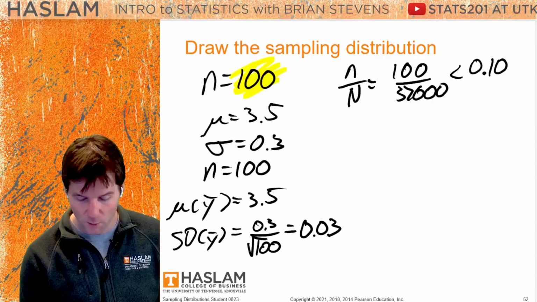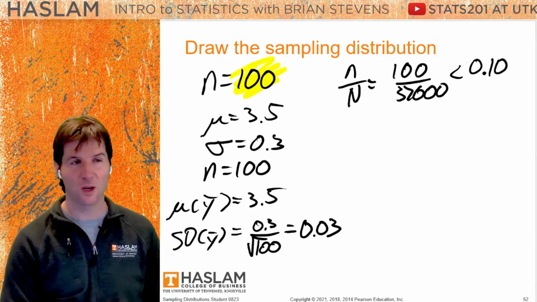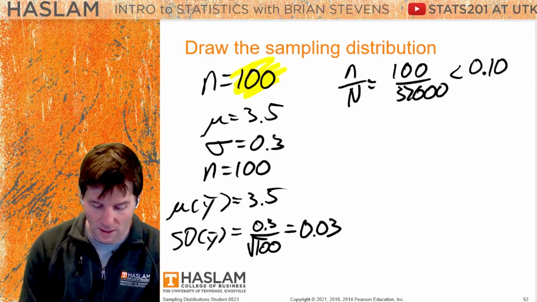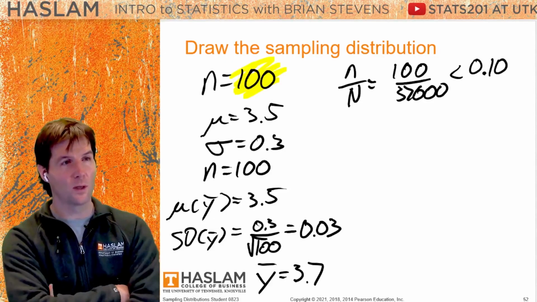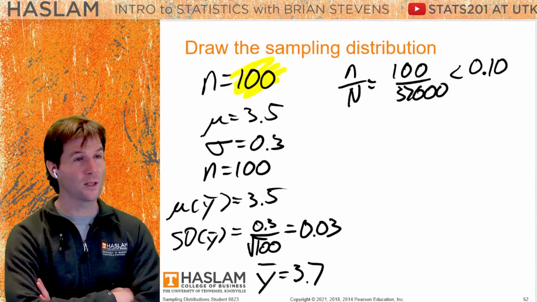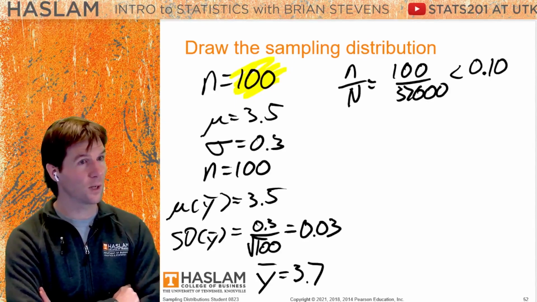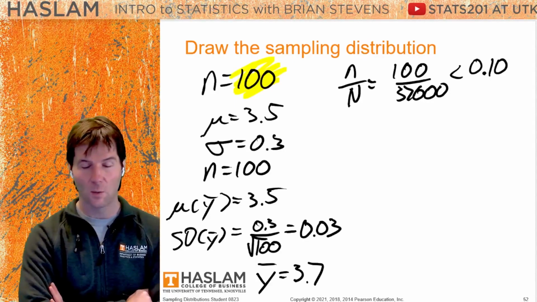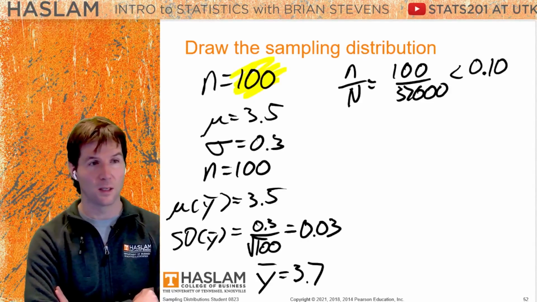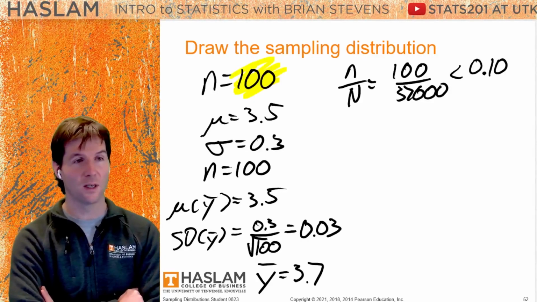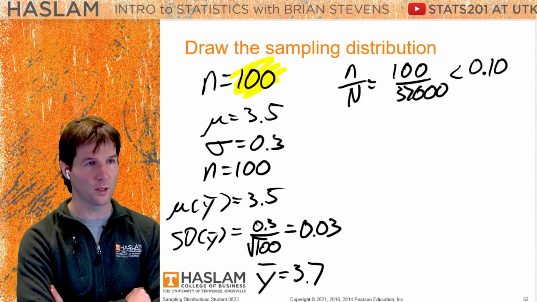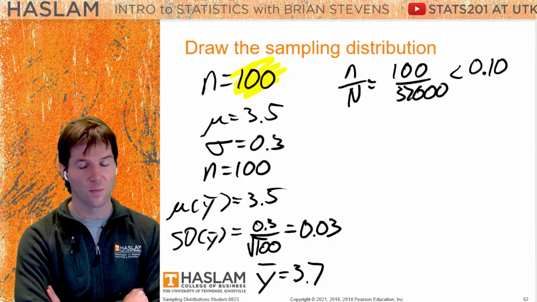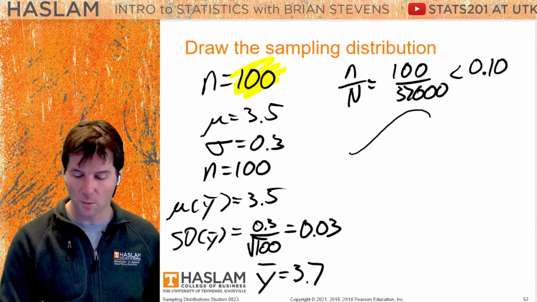And then we might say, would it be weird, this is where people usually get it wrong, to see a sample mean of 3.7? Would a sample mean of 3.7 be weird? Take a moment, write down these numbers. You can pause the video right here and write this down and solve it. Would 3.7, a sample mean of 3.7 from 100 students, be weird? The answer is yes.